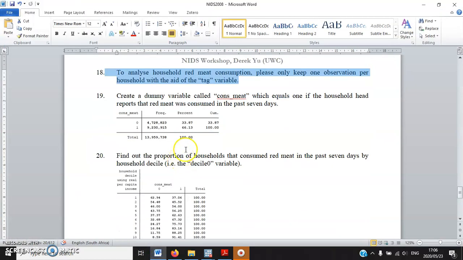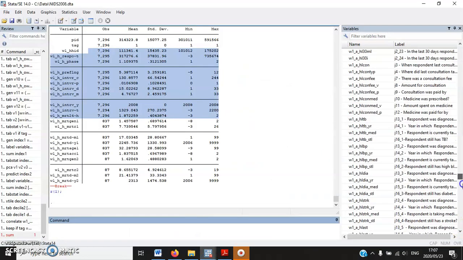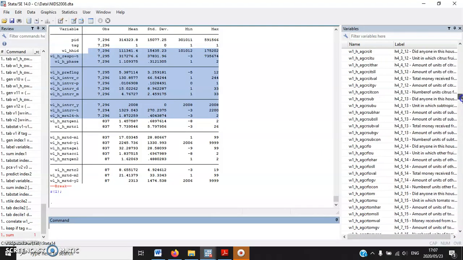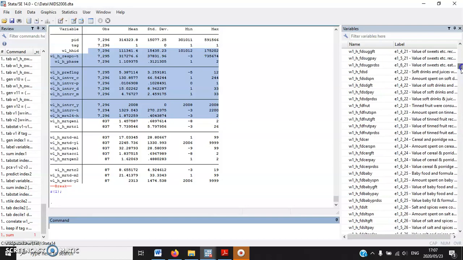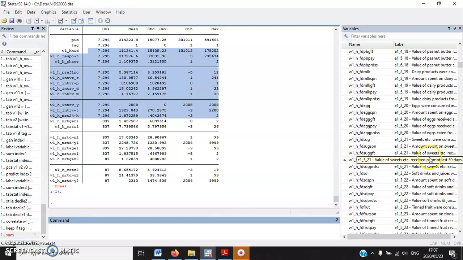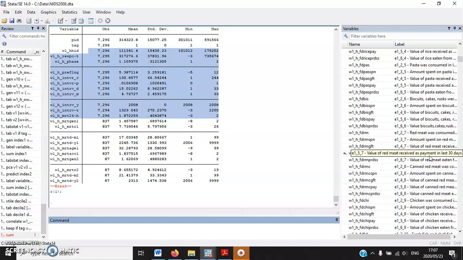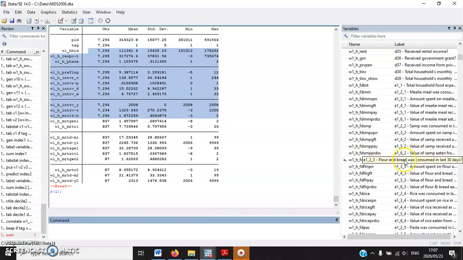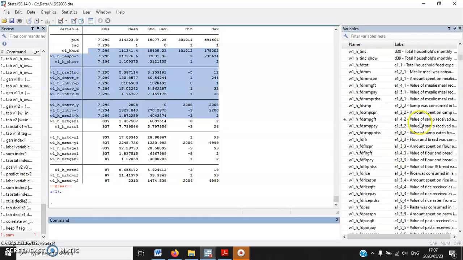Okay. The next question, create a dummy consumption of meat which is equal to 1 if the household really reported that they consume red meat in the last. There's a typo error here, not 7 days but 30 days actually. I must look for the variable. Household questionnaire section E1 something 17. Can I really find it actually? E127 actually. 127. Yes, this one.